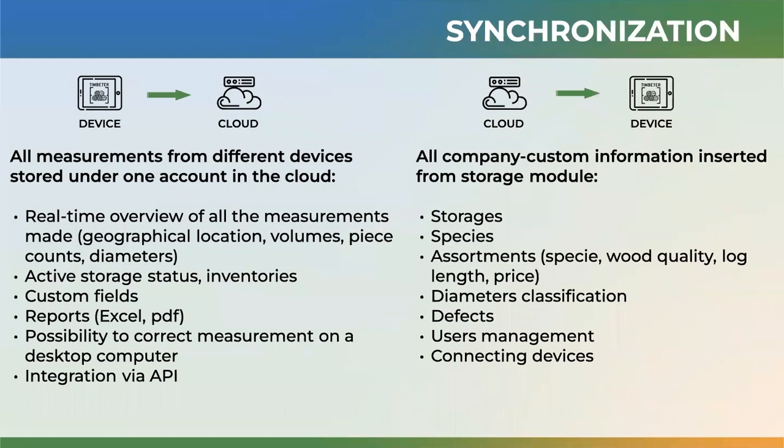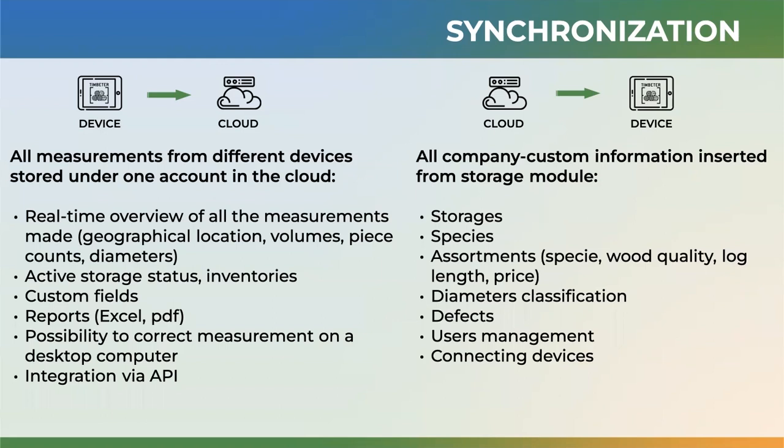And here is a more complete overview of how the synchronization works both ways. So firstly, from the device to cloud, all the measurements from different devices are uploaded. And then it provides a real-time overview of all the measurements made, then geotag, volumes, the piece counts or log counts, and the diameters. Then the active storage status for the inventory's purpose, then custom fields, then reports, a possibility to correct measurement, and integration via API.